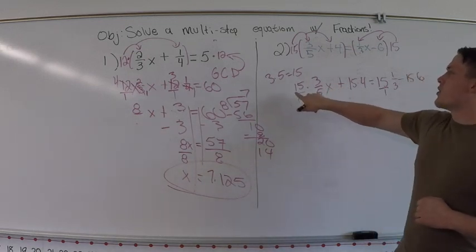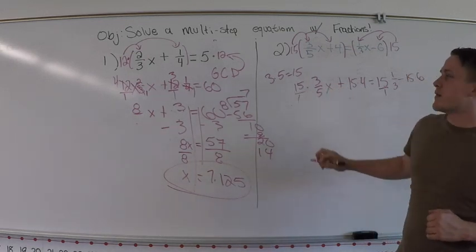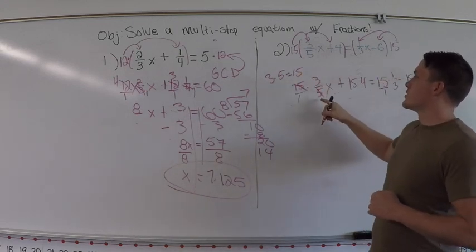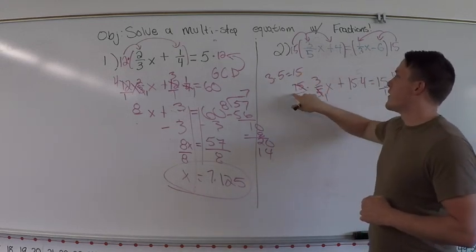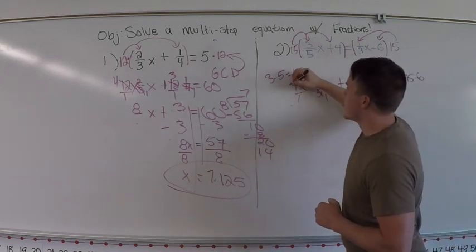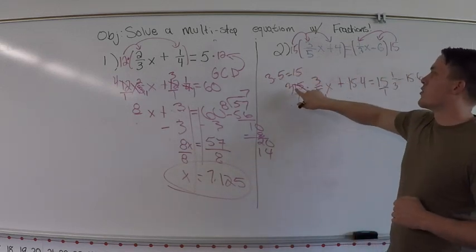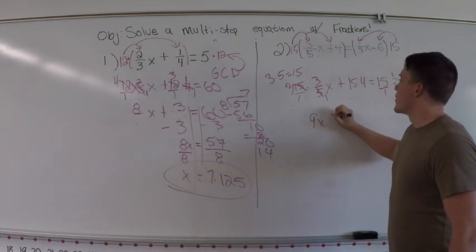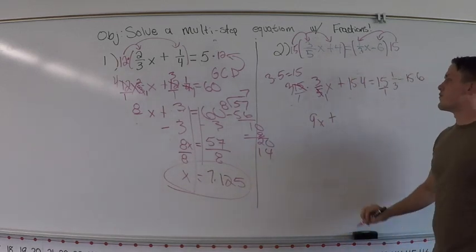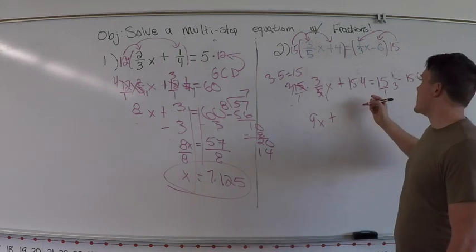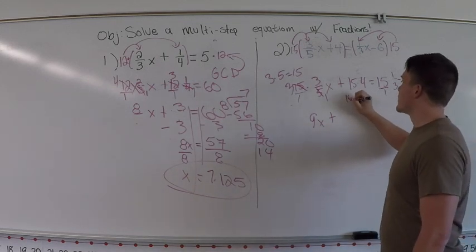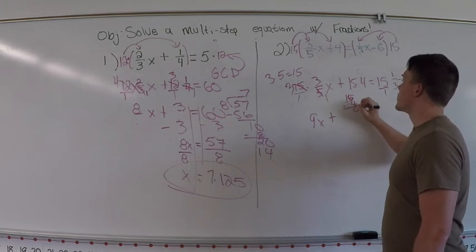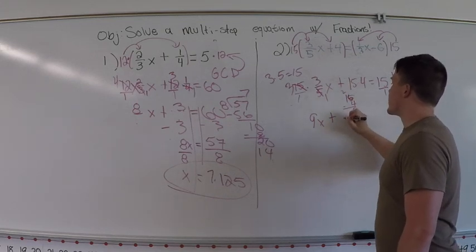Because I know that 5 goes into 15 a certain amount of times, I have to simplify across. So 5 goes into 5 once, 5 goes into 15 3 times. So 3 times 3 is 9x, plus 15 times 4. I'll get 0, then bring the 2, and we'll get 60.